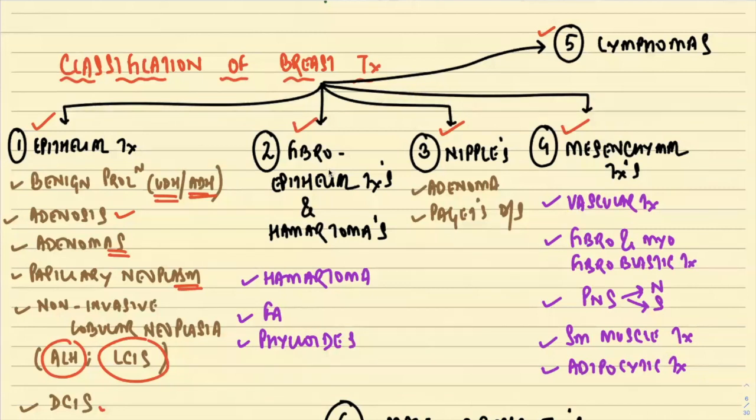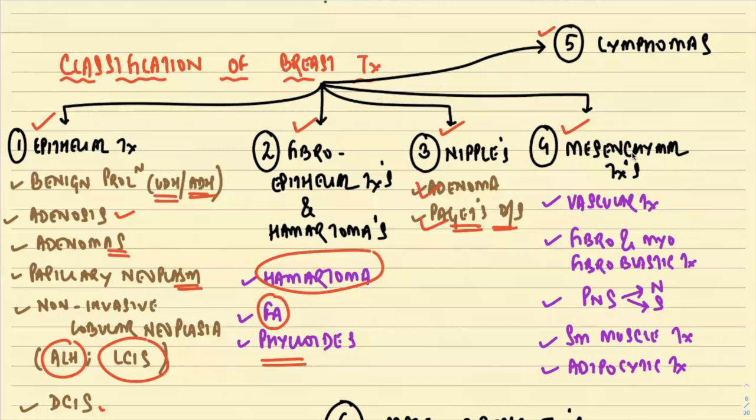Now, looking at the second heading, the fibroepithelial tumors and hamartomas. Under this, there is a hamartoma, and along with that, there are fibroepithelial tumors, that is, fibroadenoma along with the phyllodes tumor, which we have already discussed. Now, at the level of the nipple, you can have an adenoma, and you can also have Paget's disease, which we discussed in the previous lecture. And then we have the mesenchymal tumors.